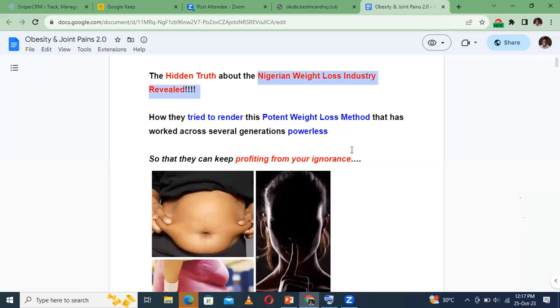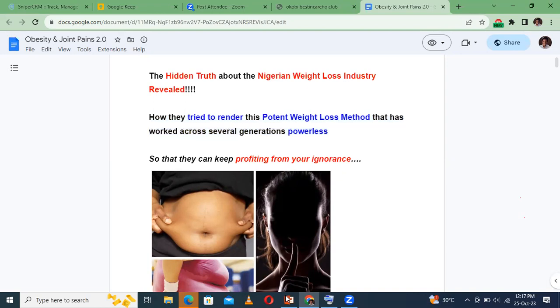Do you understand? So then also this part, how they are profiting from the person's ignorance, we make the person curious to know that they are hiding one method that is very powerful. They are trying to render the method powerless so that they can keep profiting from the person's ignorance. That intrigues curiosity. Then law 3, what's in it for me: it says how they try to render this potent weight loss method that has worked across several generations powerless. Although it is not saying directly that they will find out about this, it is already hinting at the method that is potent, that is going to be talked about somewhere in the copy. So it obeys the third law.